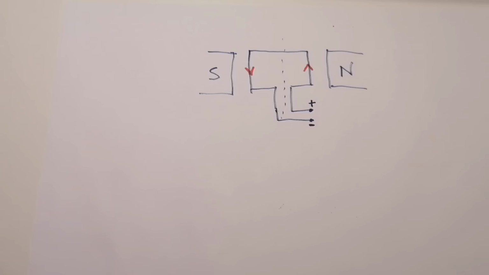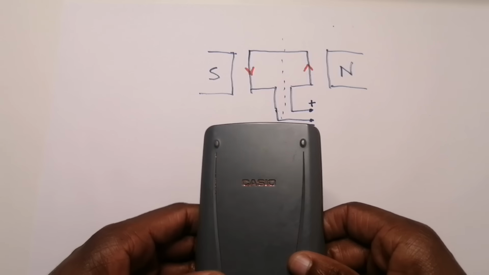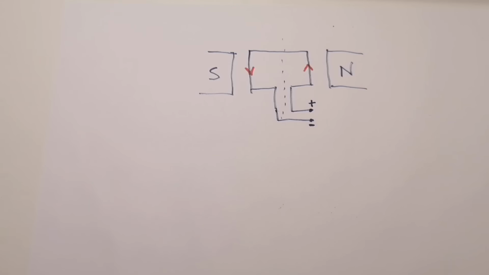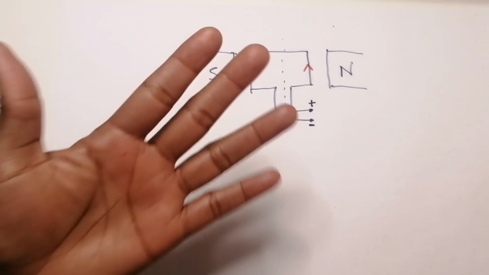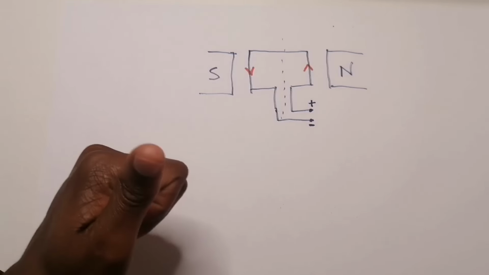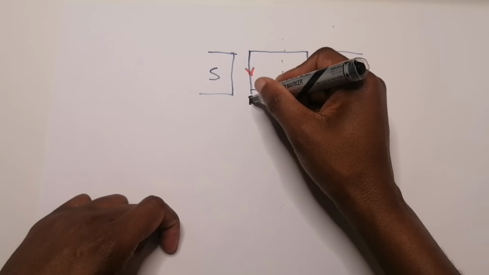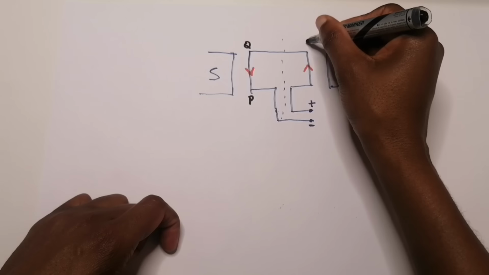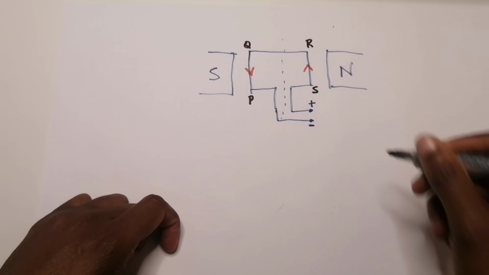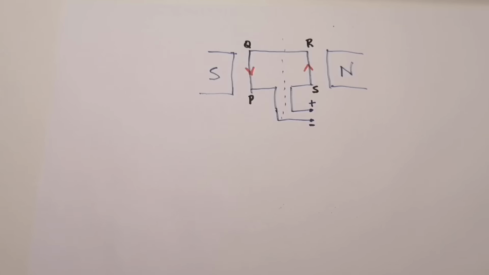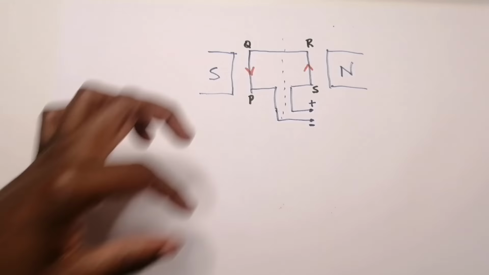So we are given a motor this time, and now we want to know in which direction it will rotate. Which hand are we going to use? Please remember, we said with the motor, we use the left hand. So now let's focus. Let's say this is side PQ and this is RS. To know where this is rotating, let's focus again on one side. Let's focus on side PQ.